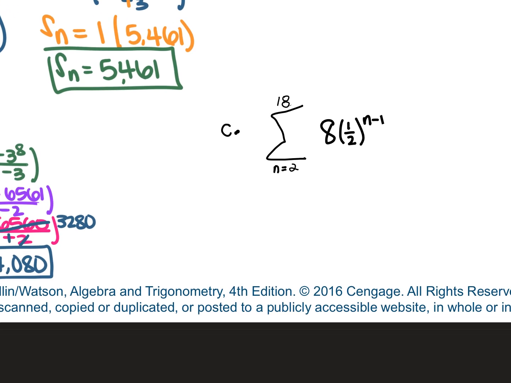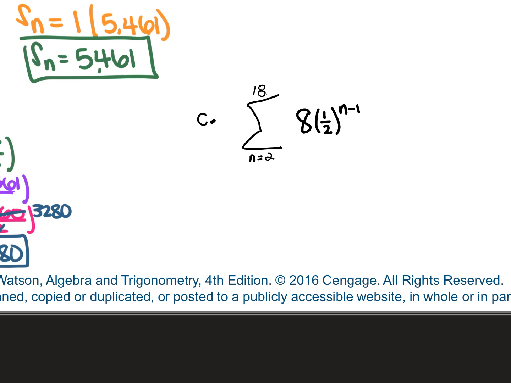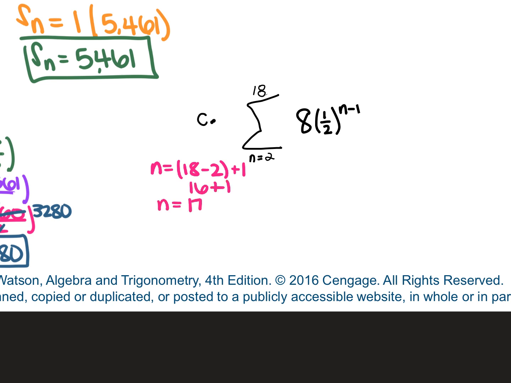For example C, you need to write in your rule of 8 times 1/2 to the power of n minus 1. You're starting at 2, ending at 18. So first thing we can do is find n. To find n, we're going to do 18 minus 2 plus 1. That gives us 16 plus 1, which means n is 17. Next, find a sub 1 by plugging the 2 in for n. So it's going to give us 8 times 1/2 to the power of 2 minus 1. That's just 8 times 1/2 to the first power, which is 8 times 1/2. So a sub 1 is equal to 4.